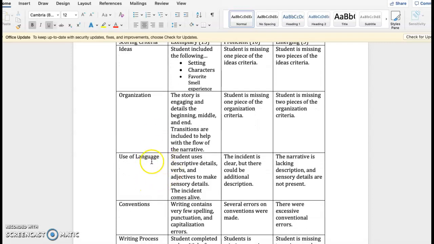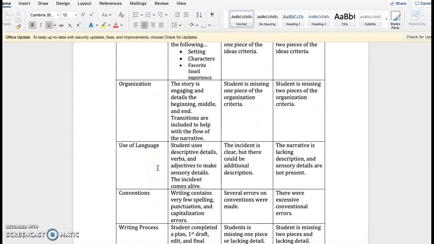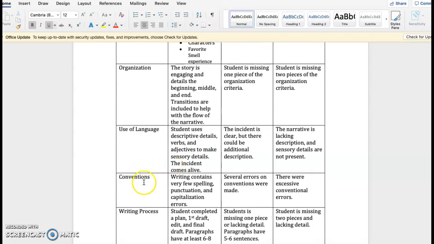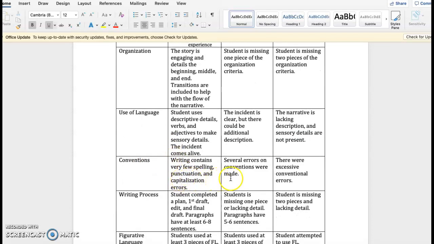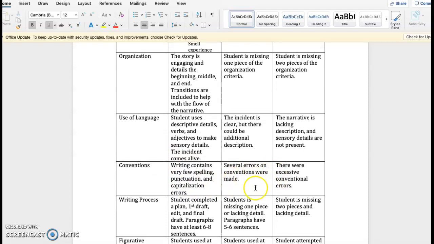You must have a good use of language. Are you using descriptive language? Are you using figurative language? Do you have good imagery to make the story come to life? And then your conventions are your spelling, your punctuation. Are there capitalization errors? If it is not all perfect, you will miss points for that, as you see over here.